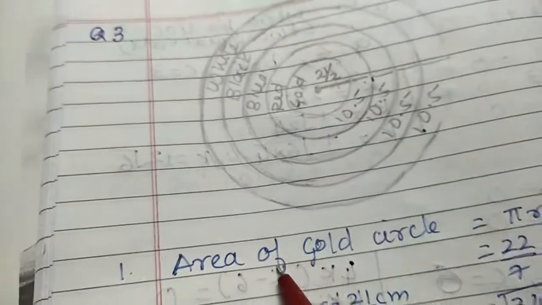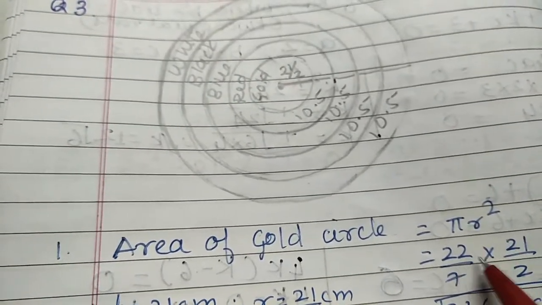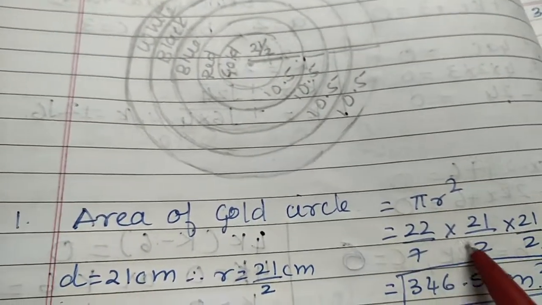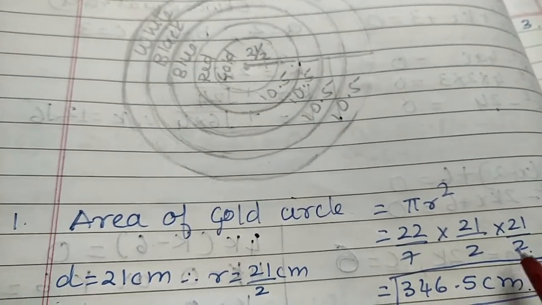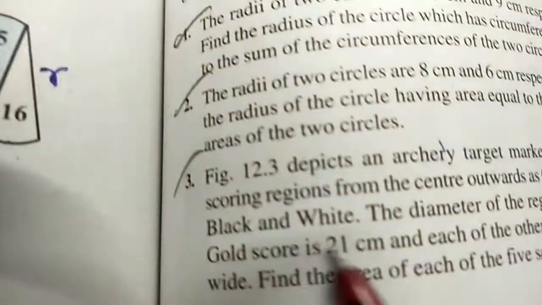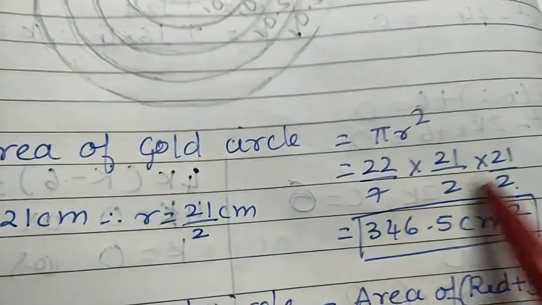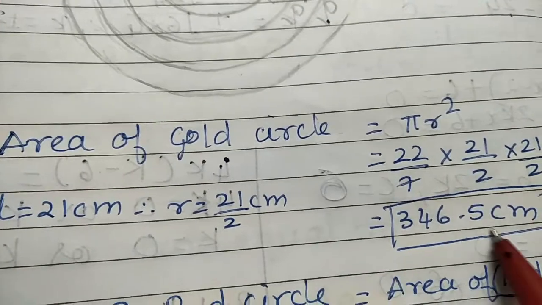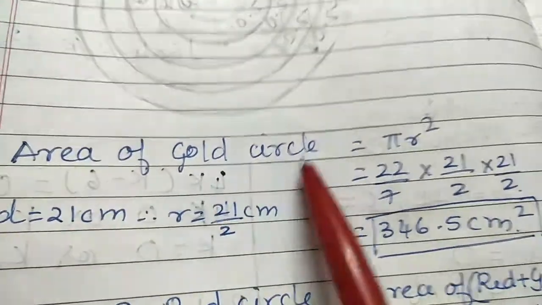Okay, so we'll first go with the area of the gold. Now what is the formula of area? Pi r square, that is 22 upon 7 multiplied by 21 upon 2 multiplied by 21 upon 2, because the diameter is given as 21 centimeters. If you go back to the sum, the gold score diameter is 21. So here the radius will be 21 divided by 2 and you get the area 346.5 centimeter square. This is the area of your gold circle.